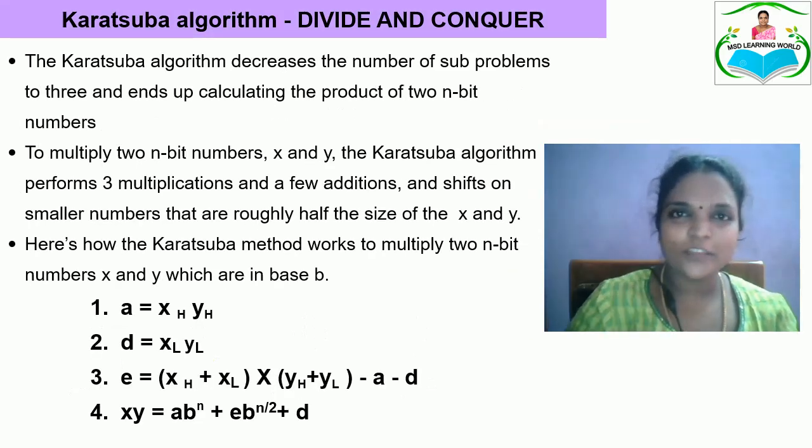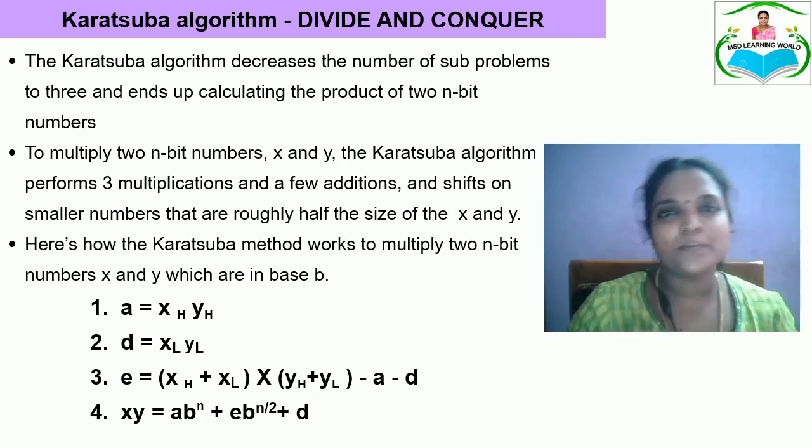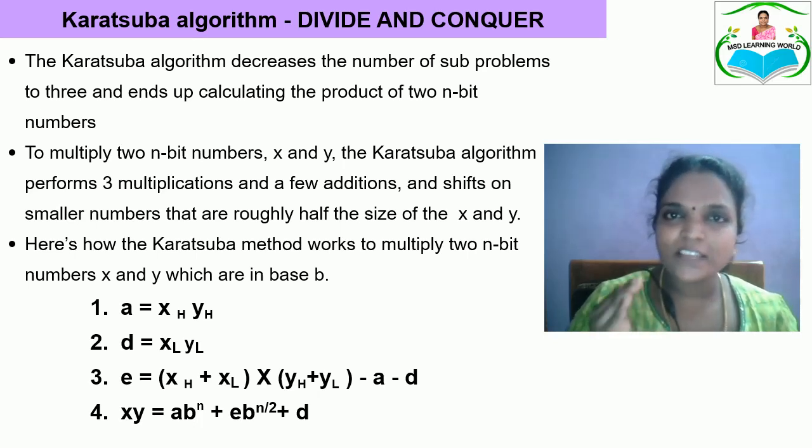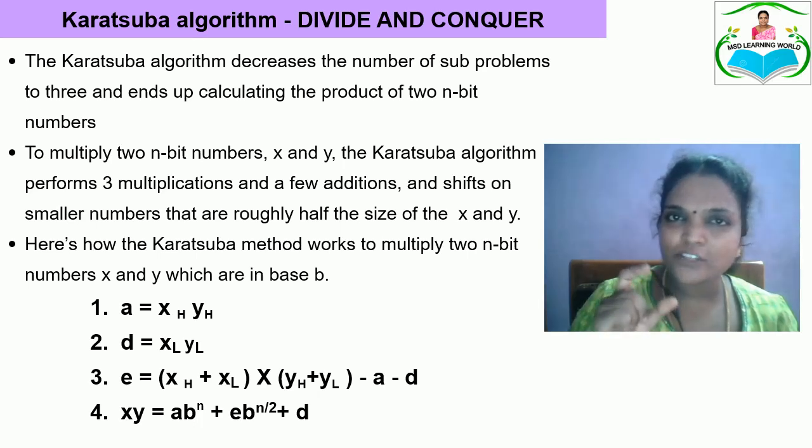In this algorithm, when you have two n-bit numbers to be multiplied, for example, when we take the values 45 into 32, you need to perform 4 multiplications with the normal multiplication method. Whereas this Karatsuba algorithm will be reducing that 4 multiplication subproblems into 3 subproblems. So instead of performing 4 multiplications, here it is going to perform only 3 multiplications with 3 subproblems.